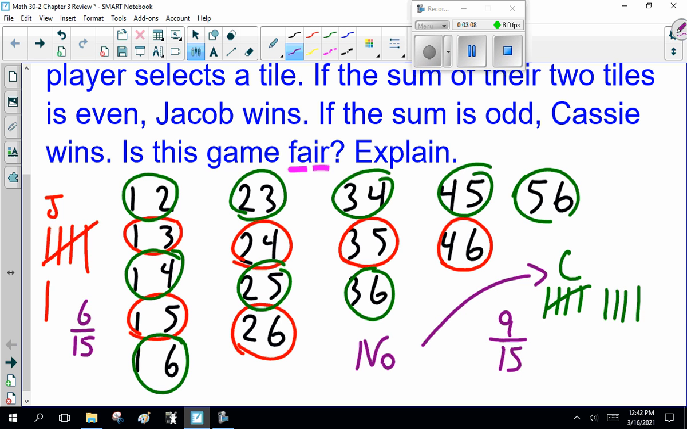So fair games, they both win the same percentage of the time, or same probability. They'd both be 7 out of 15 or 7.5 out of 15. But they're not equal, so it's not fair.